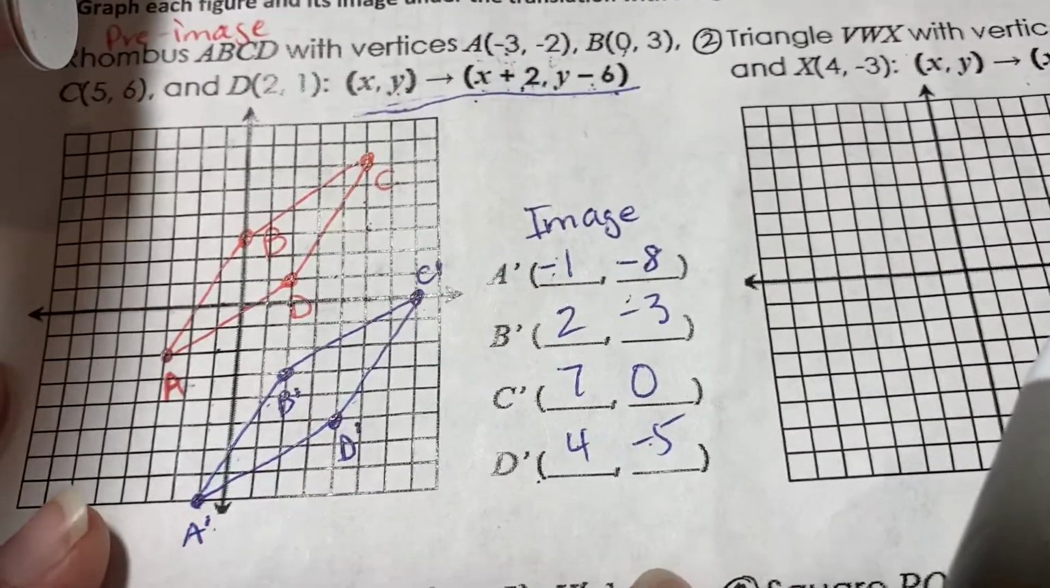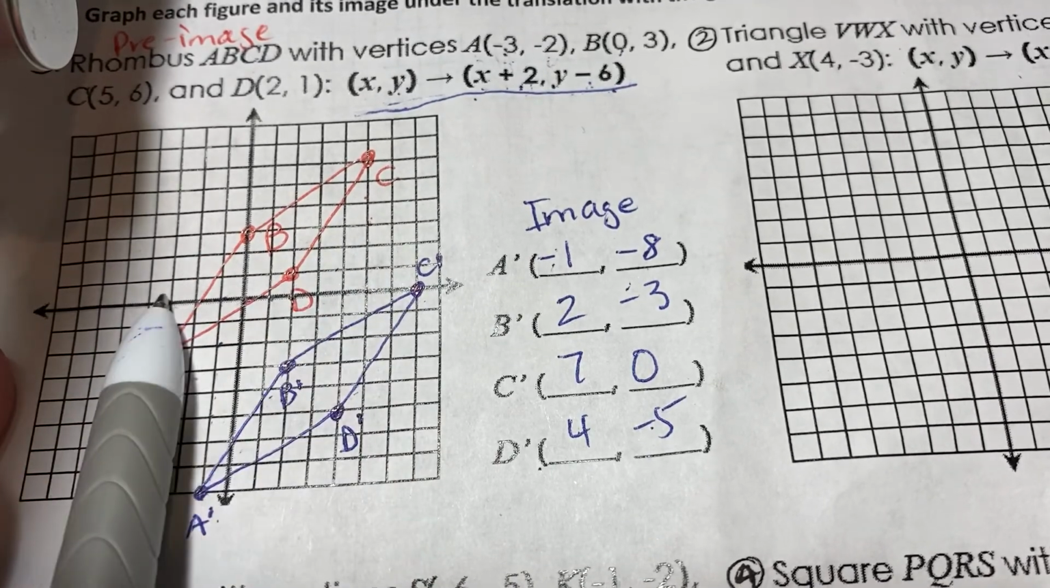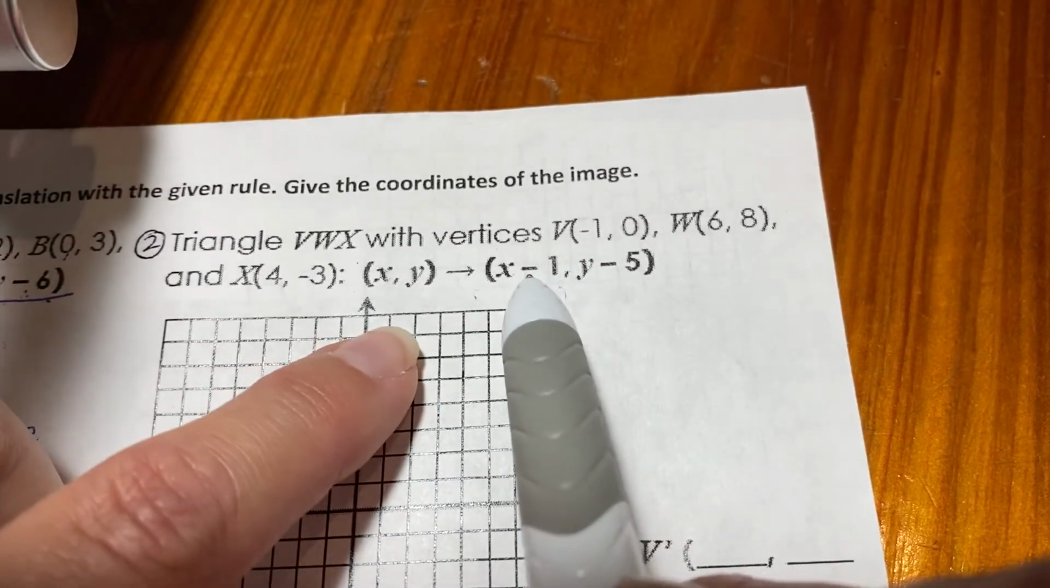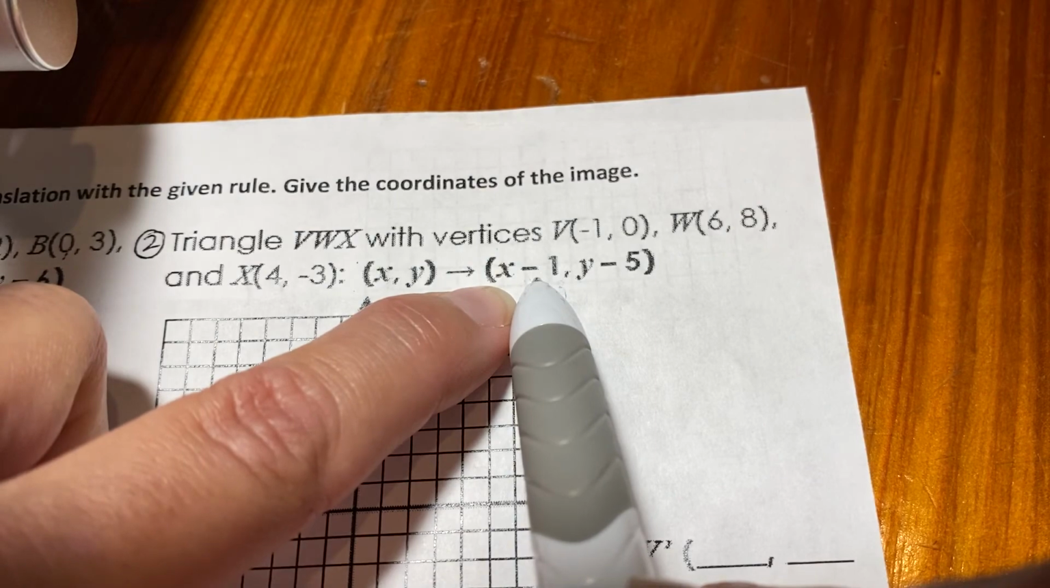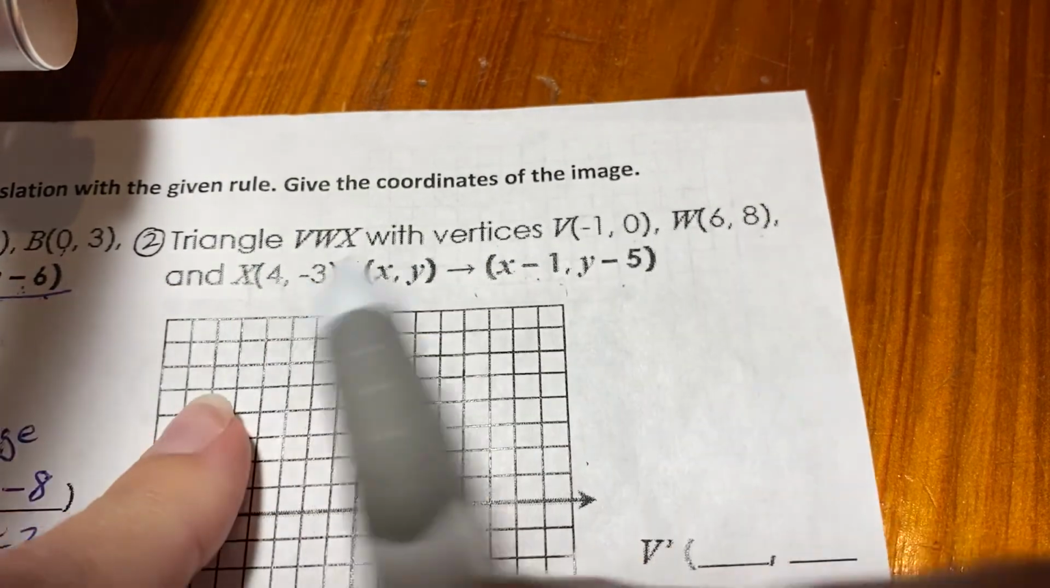All right, so I hope that helps to clarify translations. Remember, translations are slides on the coordinate plane. And remember how to use your function notation. Right here, what am I going to do to my X? I'm going to subtract 1 from all those points. What am I going to do to the Y? I'm going to subtract 5 from all of those points.